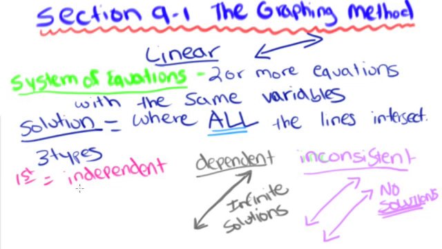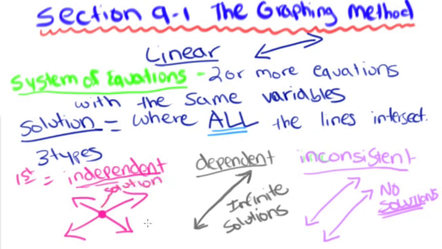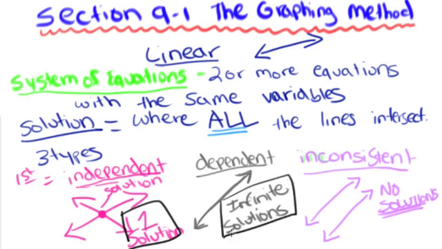The final system is the independent system. The independent system is where they have one solution, because they all meet at one point. That's the solution. So the independent has one solution, the dependent has infinite solutions, and the inconsistent has no solutions. So let's actually try some equations out.